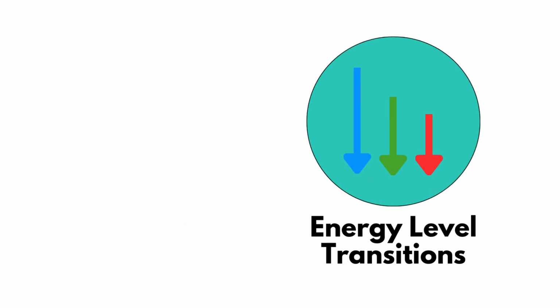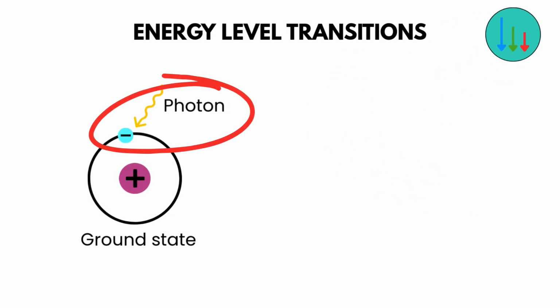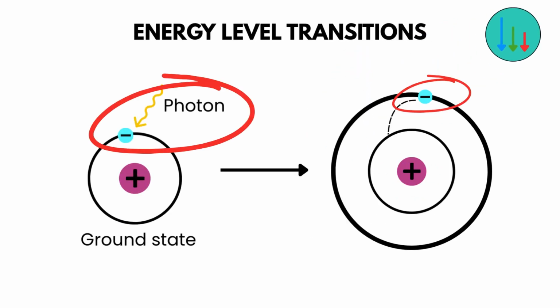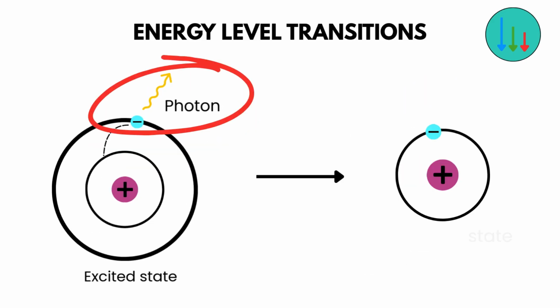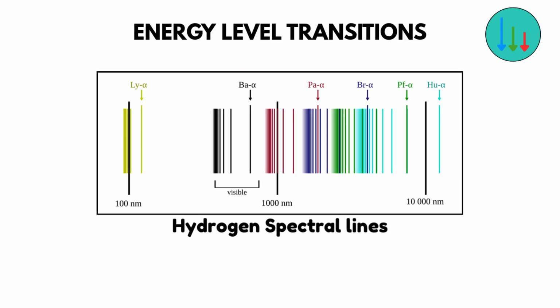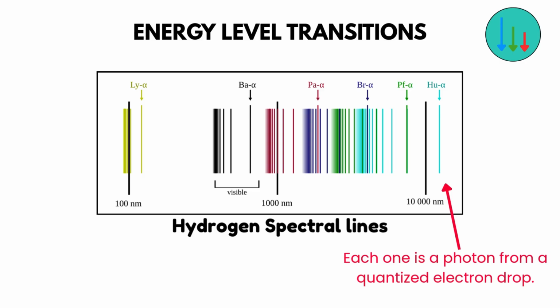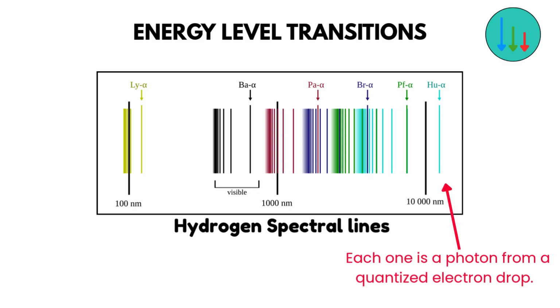Energy level transitions. When an electron absorbs energy, it jumps to a higher level, the excited state. When it falls back, it emits a photon with energy equal to the difference between levels. That's why hydrogen produces discrete spectral lines. Each one is a photon from a quantized electron drop.